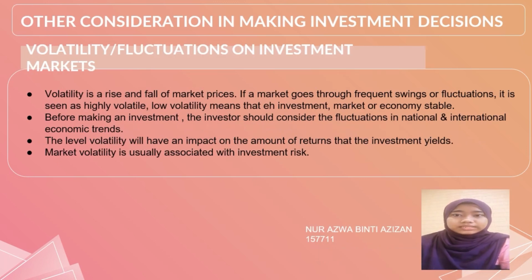Second is volatility or fluctuation in the investment market. Volatility is the rise and fall of market prices. If a market goes through frequent swings or fluctuations, it is seen as highly volatile. Low volatility means that the investment, market, or economy is stable. Before making an investment, the investor should consider the fluctuation in national and international economic trends. The level of volatility will have an impact on the return that the investment yields. Market volatility is usually associated with investment risk.